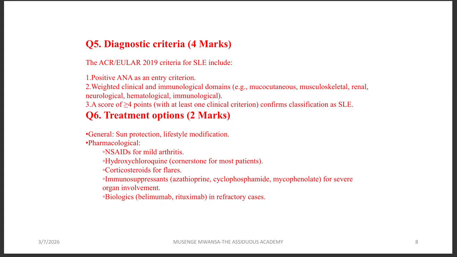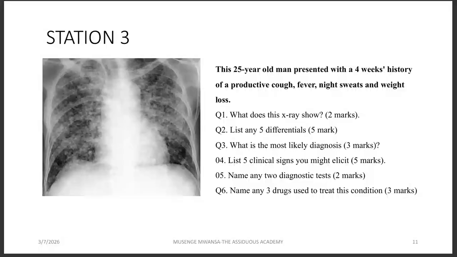Antibodies against the antibodies. The next station is saying a 25-year-old man presents with a 4 weeks history of a productive cough, fever, night sweats, and weight loss. What does this X-ray show? Anyone? What can you see on the X-ray?